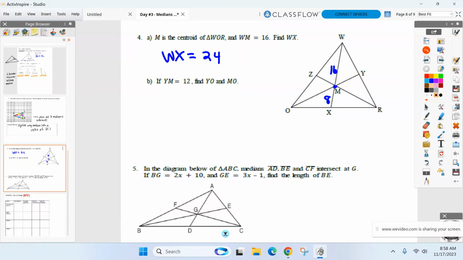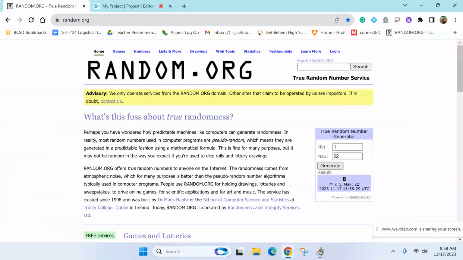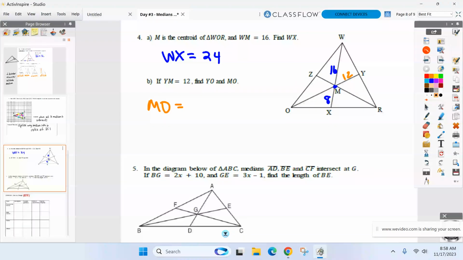And then YM is 12. I'm looking for YO and MO. Well, why don't I start with MO, because I need that to get to YO. So what do you think here? MO? Shara, MO? 24. All right, the question students always ask is how do you know which one is the bigger of the two? It's always the one from the vertex to the centroid. That's always the bigger one. So that's 24, and now everyone's got YO is 36.